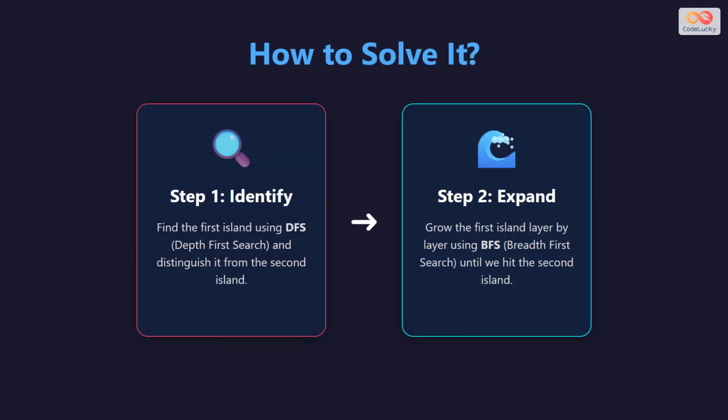To solve this, we can break the process down into two logical steps. First, we need to distinguish the two islands. Since the input just gives us ones and zeros, the computer doesn't know which one belongs to island A or island B, so Step 1 is to identify the first island using DFS. Step 2 is to expand from that island outward until we touch the second island using BFS.